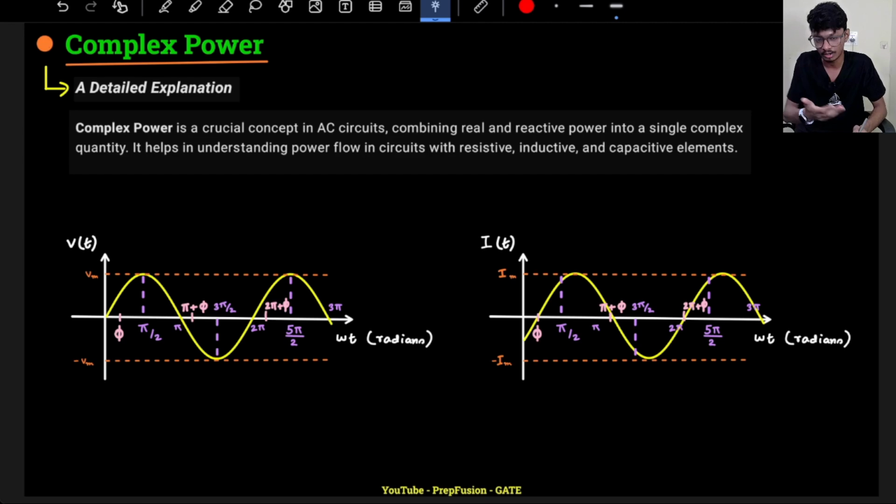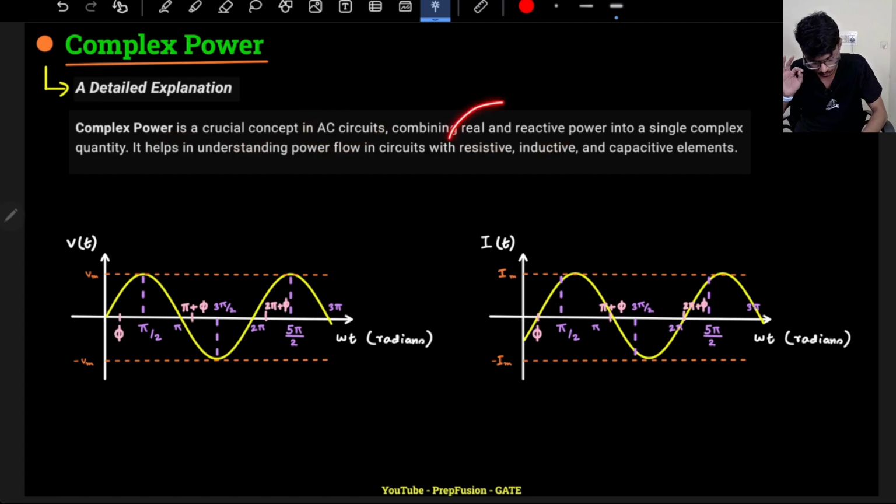So how the power transfer happens, that also we'll see. And of course, in resonance, the concept of power transfer we will see more clearly, how that power transfer happens between inductance and capacitance. So the definition of complex power is a crucial concept in AC circuits; it combines real and reactive power.